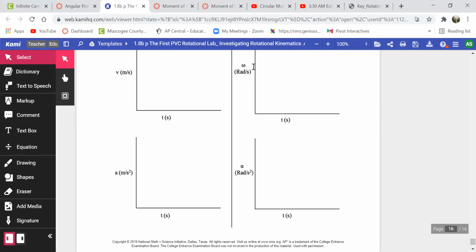Okay. So really what we're doing here is we're going to be looking at the relationships between position, angular velocity, and angular acceleration. Do we have any questions? Not yet? All right, you've gotten the data. Go ahead and put that data in and start graphing. What I'm going to do now is I'm going to stop the recording because that's the instructions.